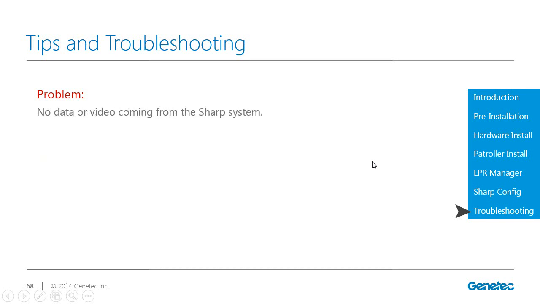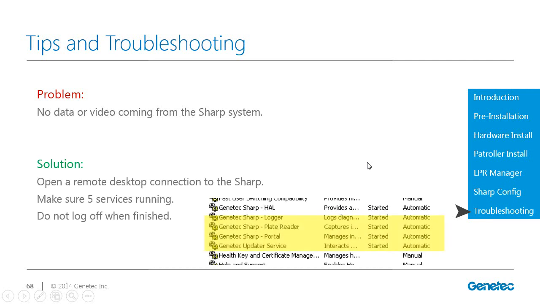Now, if no information or video is coming from the Sharp units, you can open a remote desktop session and make sure that all the services are running. There should be 5 services running that we've got listed here: the Genetec Sharp HAL, the logger, the plate reader, the portal, and the Genetec updater service. You can restart these 4. You should never restart the HAL here.